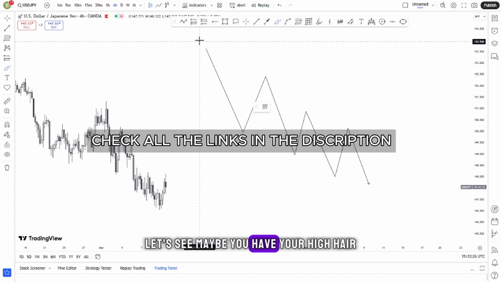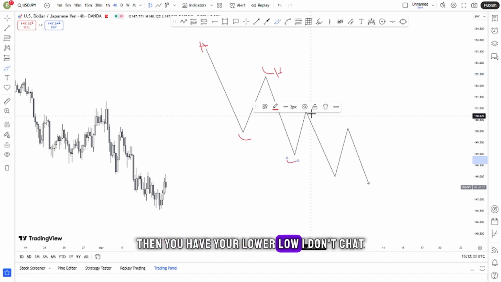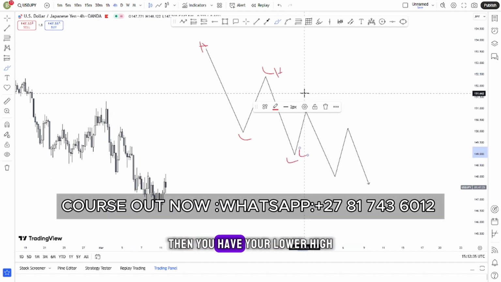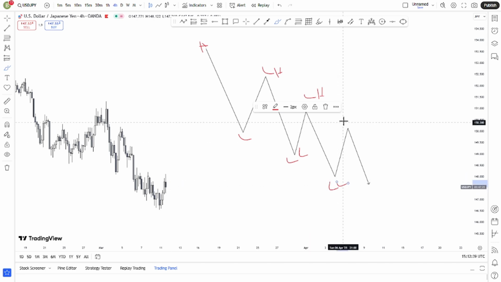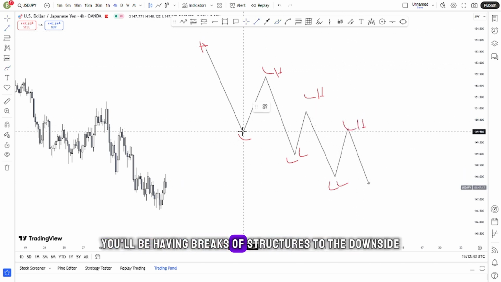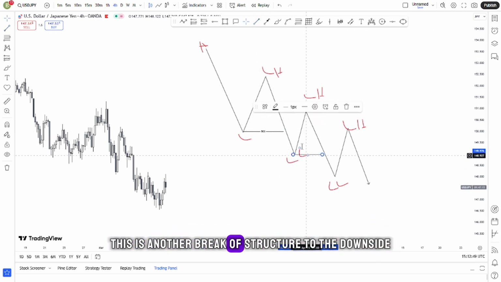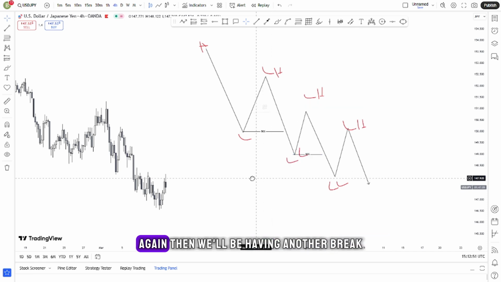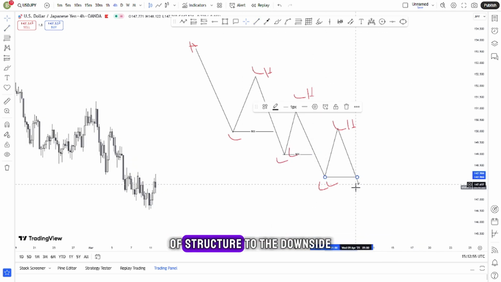Let's say maybe you have your high here, then you have your low, then you have your lower high, then you have your lower low around here, then you have your lower high, then your lower low, lower high. So just like that, you'll be having breaks of structure to the downside. So this is a break of structure to the downside. This is another break of structure to the downside again. Then we'll be having another break of structure to the downside.